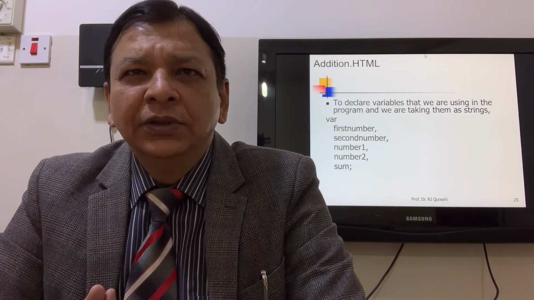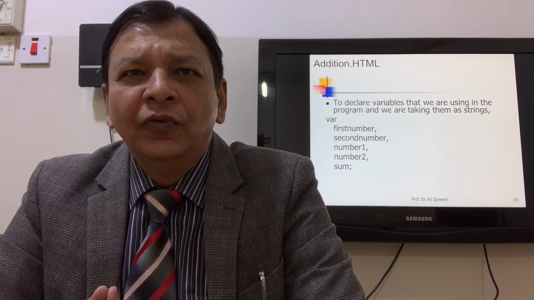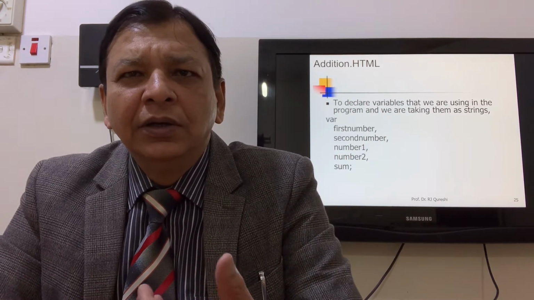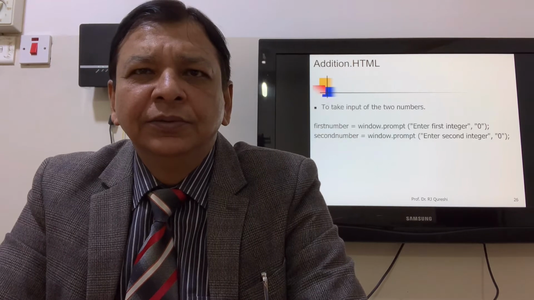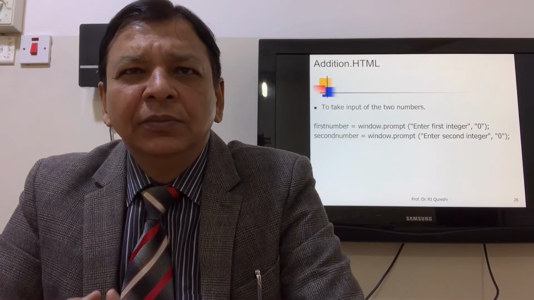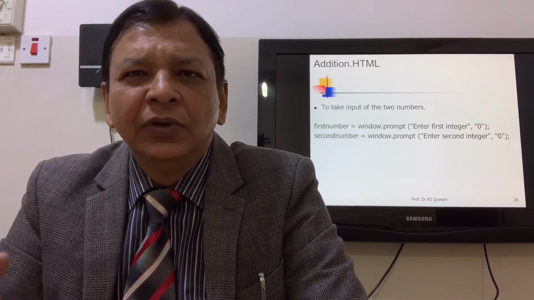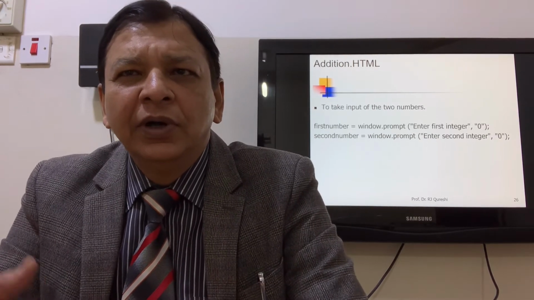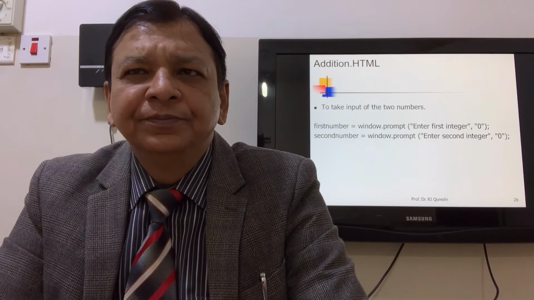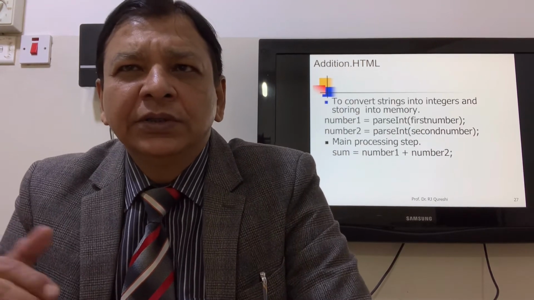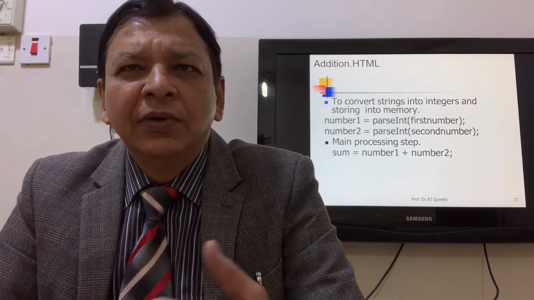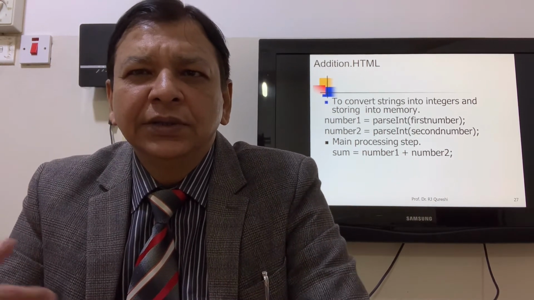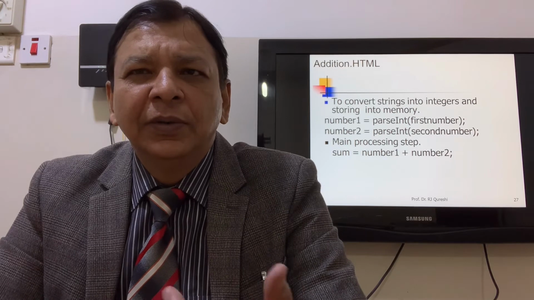To declare variables, we use var: first number, second number, num1, num2. To take input of the two numbers, first number is equal to window.prompt, enter first integer. Second number is window.prompt, enter second integer. To convert strings into integers, num1 is equal to parseInt first number, num2 is equal to parseInt second number, sum is equal to num1 plus num2.